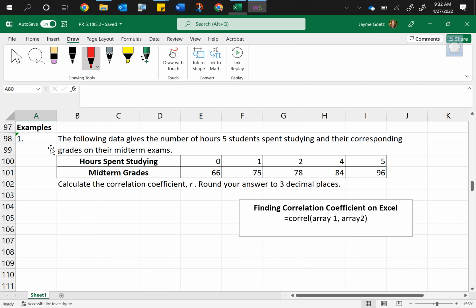Now, to calculate the correlation coefficient, you would have to use that really long, nasty, horrid, abhorrent, terrible formula. We're not using that. I'm not a monster. I'm not going to make you do that. Instead, we're going to use Excel. And Excel has a correlation coefficient formula.